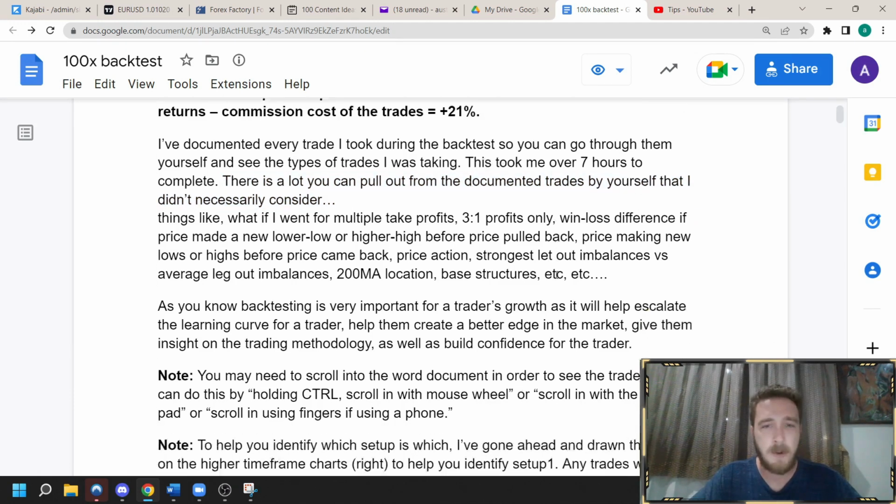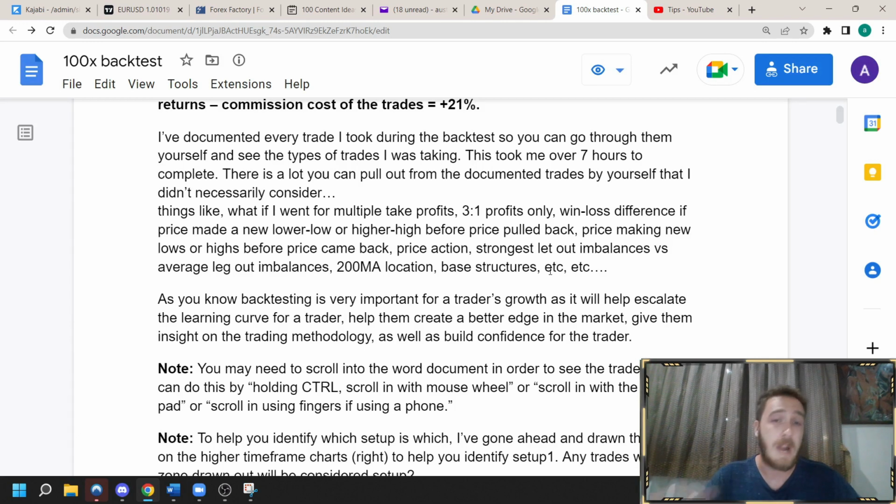And this is so important that we talk about in the group: what happens if instead you start going for 3-to-1, all right? These are things I didn't consider, but I could. But now I can because I documented.